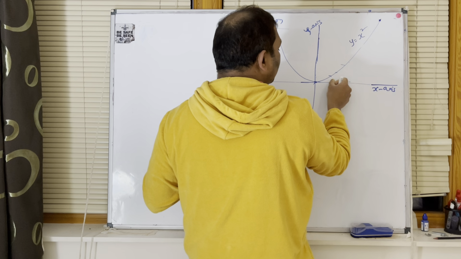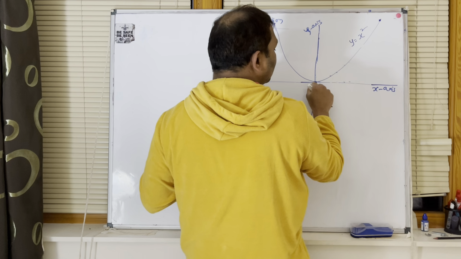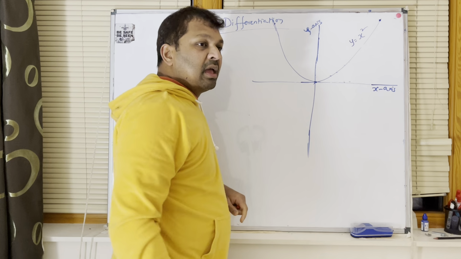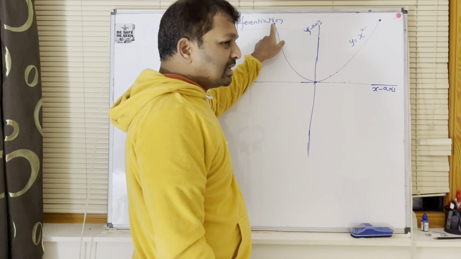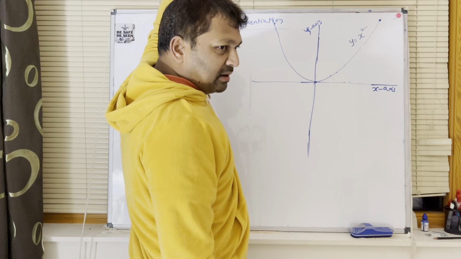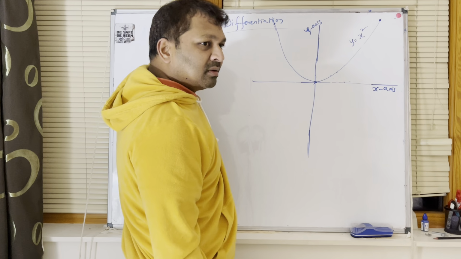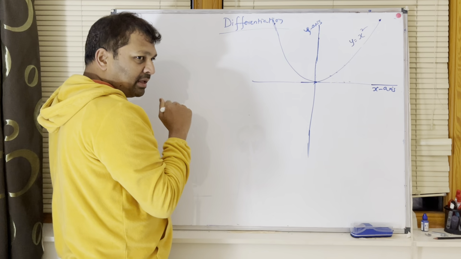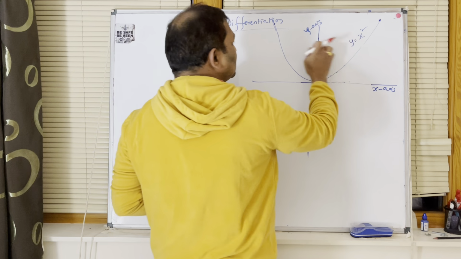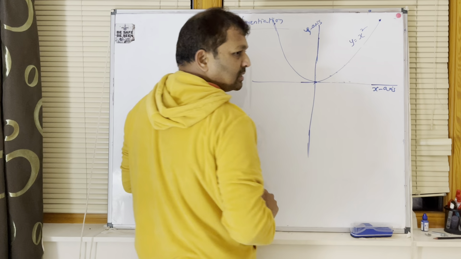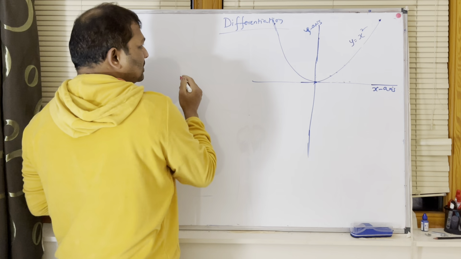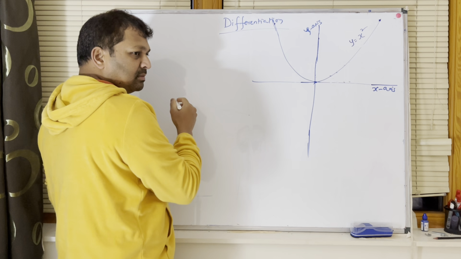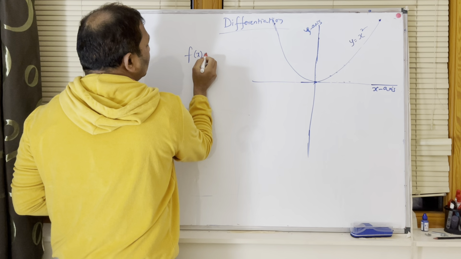Looking at the shape, we understand this is where the slope is 0, this is where we have infinite slope, and this is where we have minus infinite slope, not precisely here but somewhere at the far left corner. So what is y = x squared? This equation represents this parabola. We can also write it as f(x) = x squared.